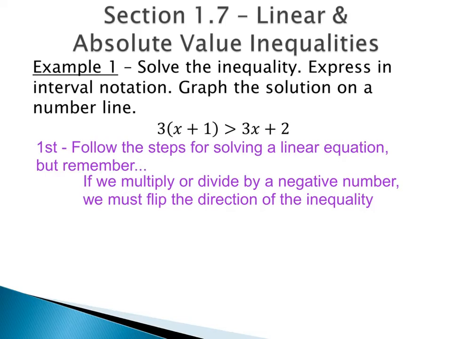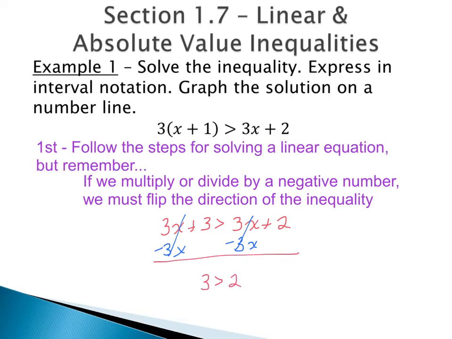Which means for our problem then, I'm just going to start by distributing the 3. So I have 3x plus 3 is greater than 3x plus 2. So solving for x, I'll move my 3x from the right side over to the left, so I'd be subtracting 3x from both sides. And when I do that, we can see that our 3x's actually cancel out, and what we're left with is just 3 is greater than 2.